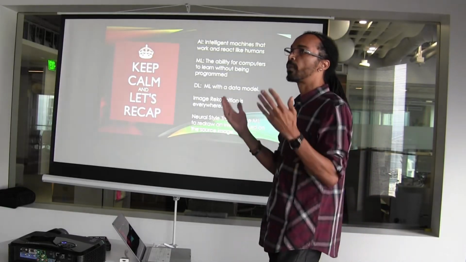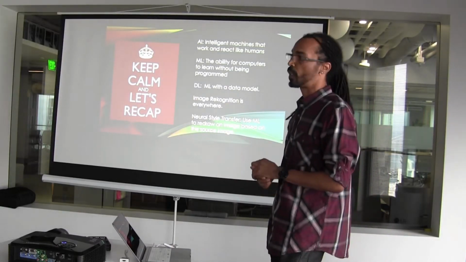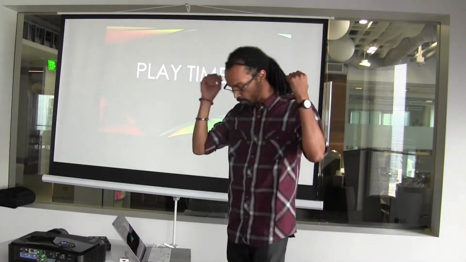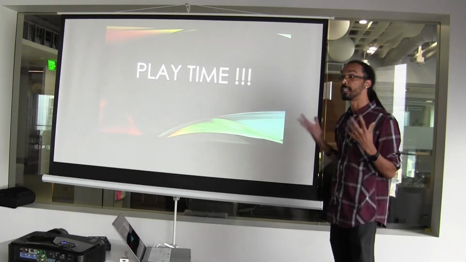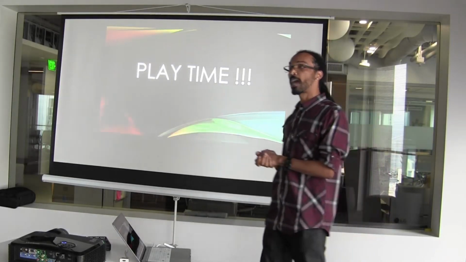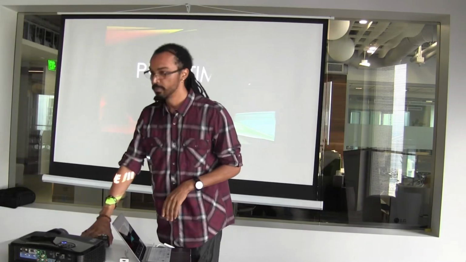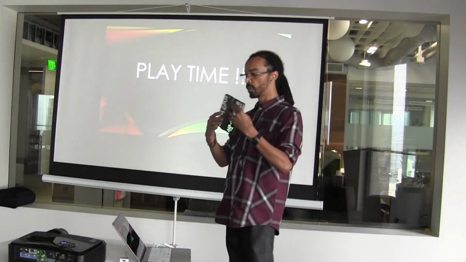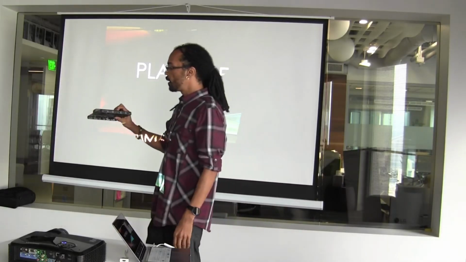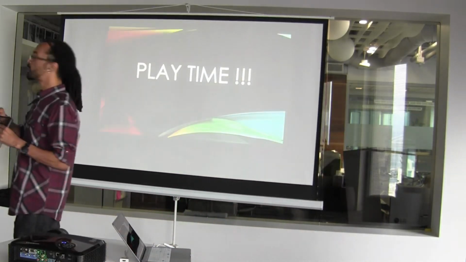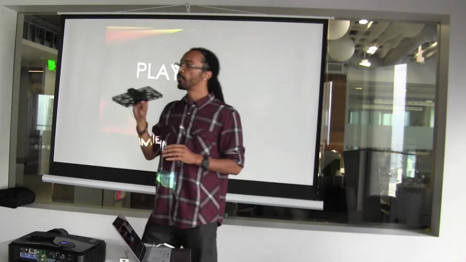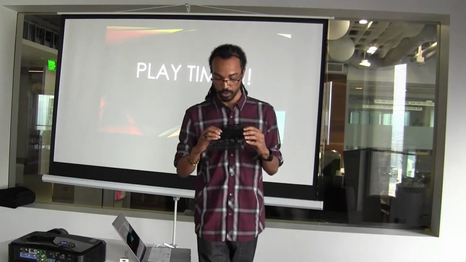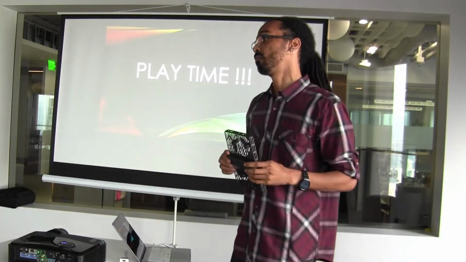So, with all these examples, there's always the best part of every presentation called playtime, where you get to actually see these things working. So I have some of my little machines. This here is a drone. It's a hover camera. And it's an artificially intelligent machine. Why? Because it hasn't been programmed to do certain things, but it just does them.